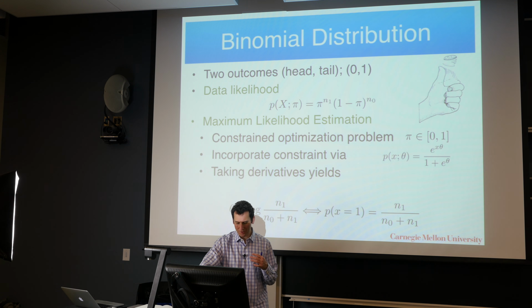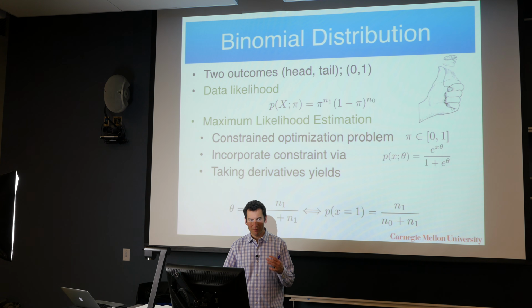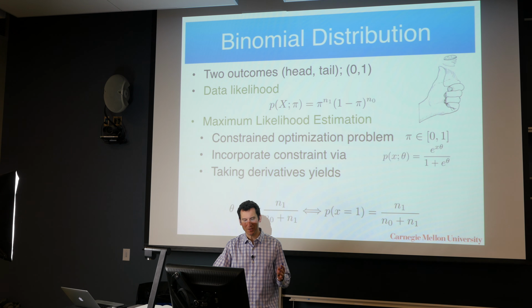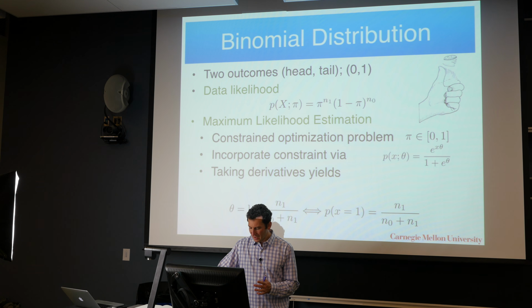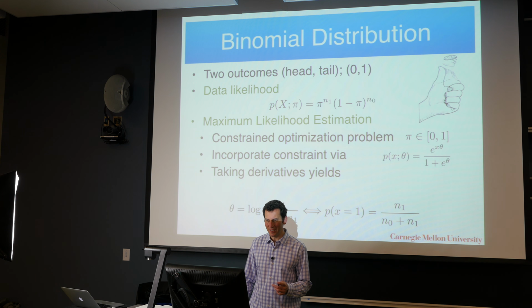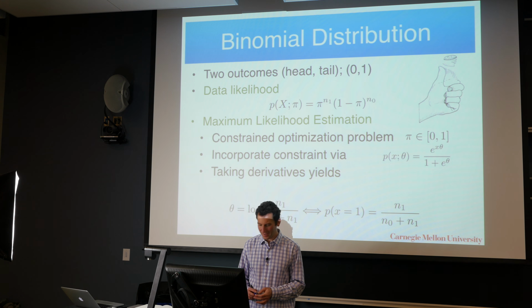And so now what I want to do is optimize over pi to find the thing that maximizes the likelihood. But the problem is that this pi has to be between 0 and 1. So it's a constrained optimization problem, and constrained optimization problems are awkward. So what I can do is reparameterize this by writing pi as p of x parameterized by theta as e to the x times theta divided by 1 plus e to the theta. This is probably the most complicated way you've ever seen a number between 0 and 1 written, right?